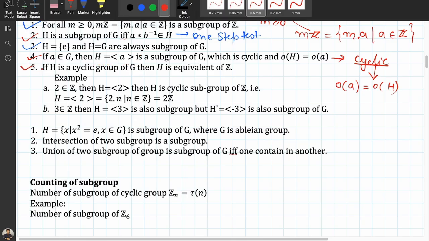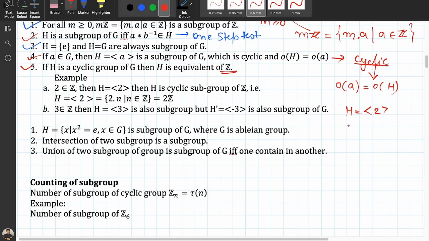Next, if H is a cyclic subgroup of G, then H is equivalent to Z. Now, we know that Z is an infinite group of integers under addition. So if I take 2 belonging to Z, and take 2 as a generator of a cyclic group, then H is a cyclic subgroup of Z. What is the meaning of this? I simply write it as <2>.